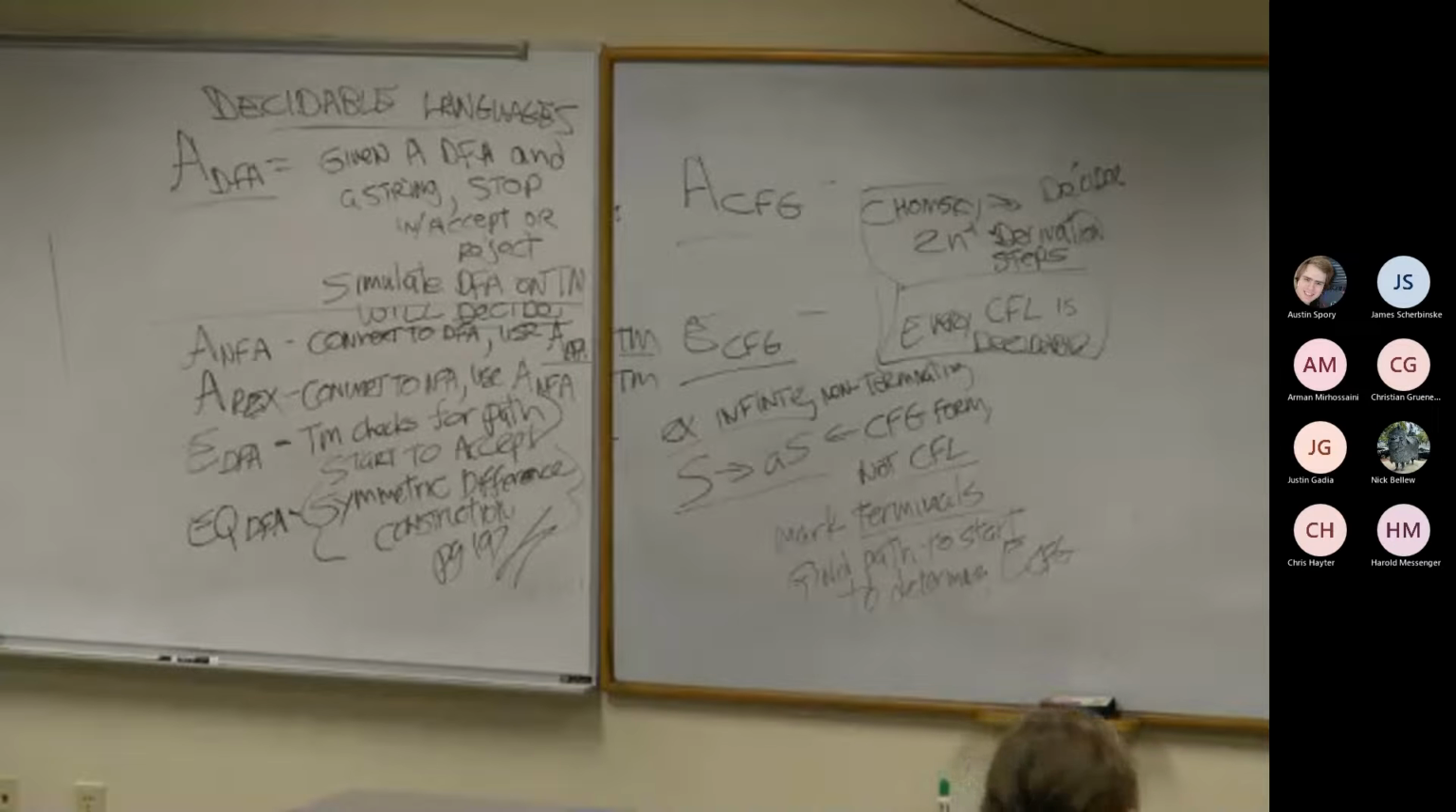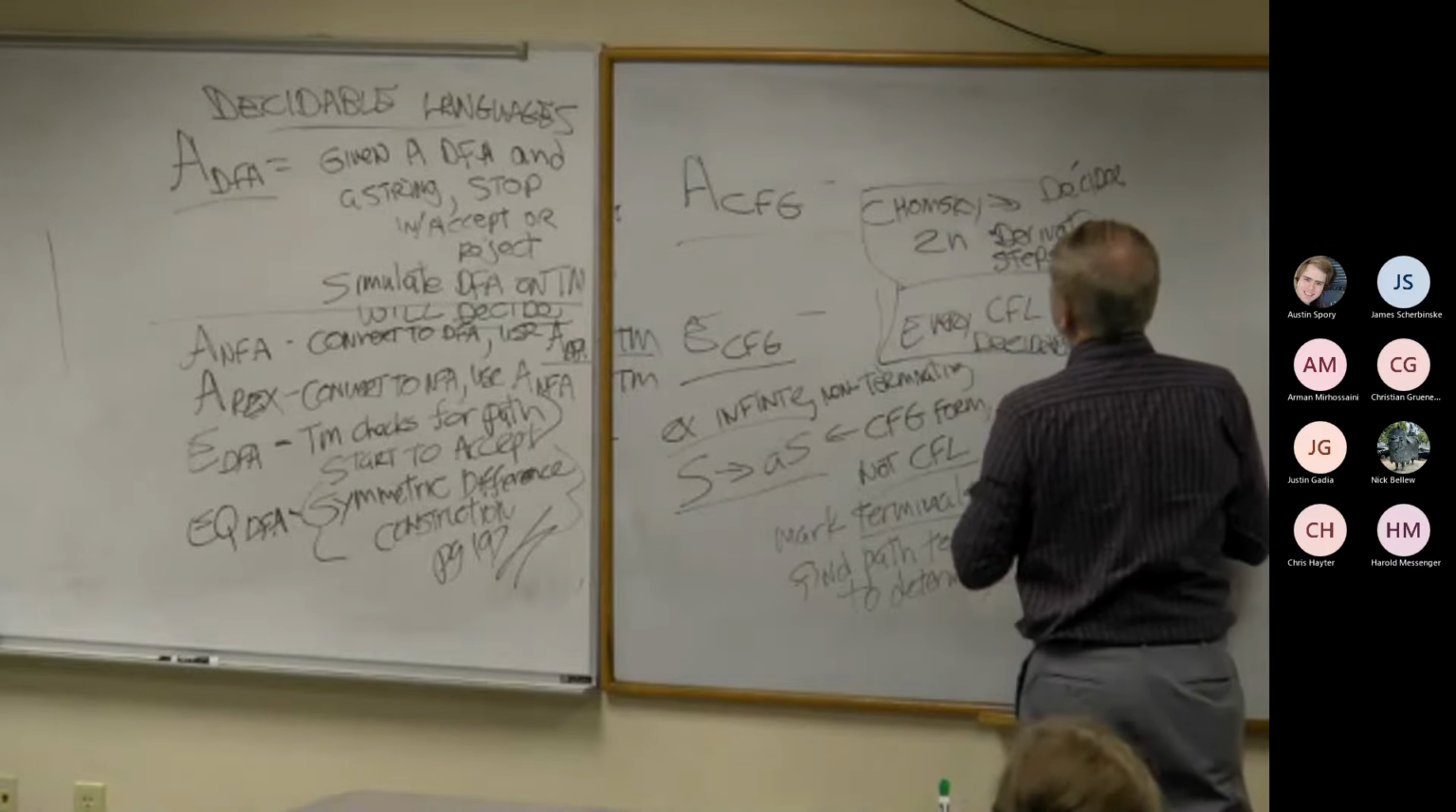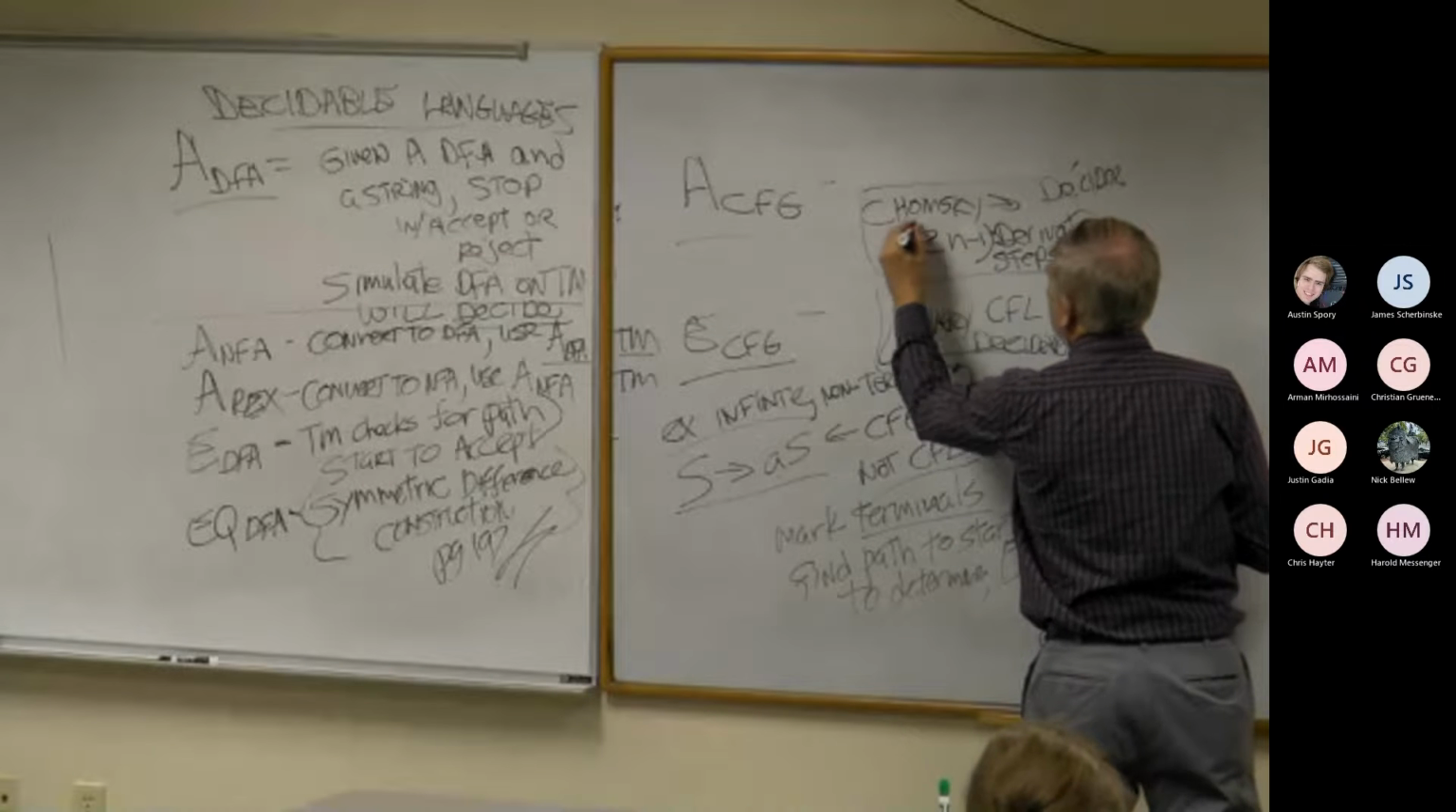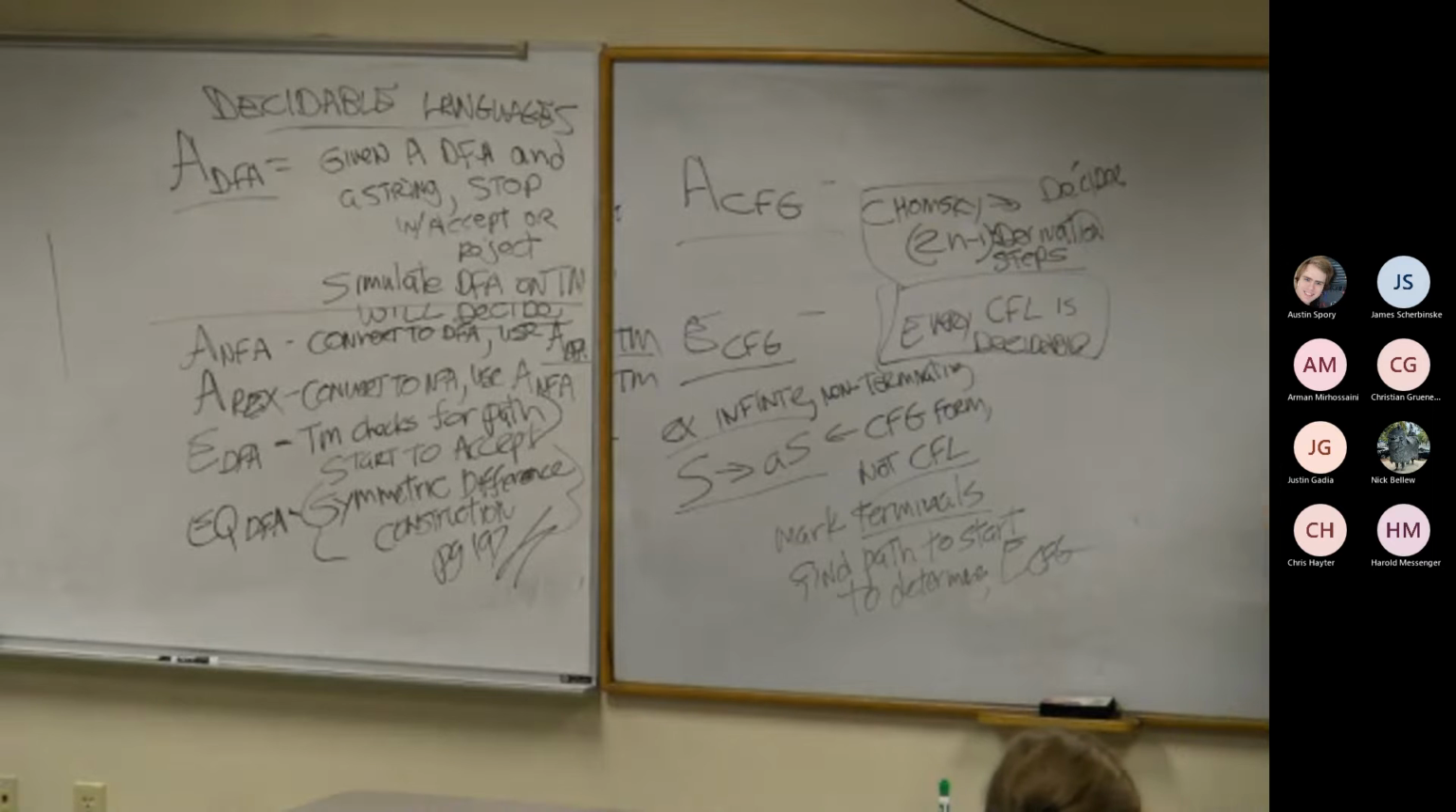Is that 2n minus 1, or 2 to the n minus 1, the maximum number of steps? Thanks. So I contend that our construction of the PDA will stop. But we'll go with this.